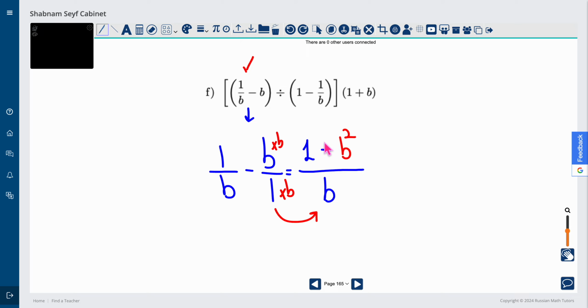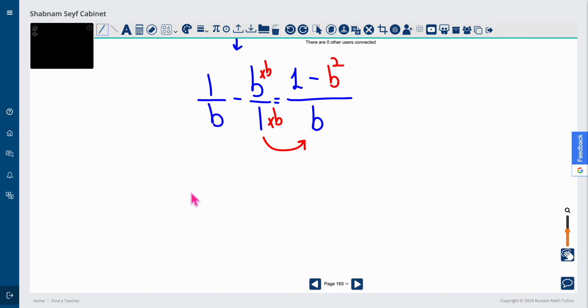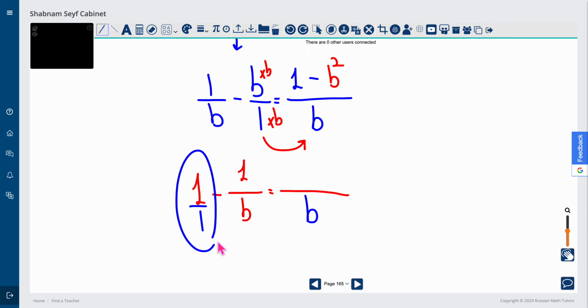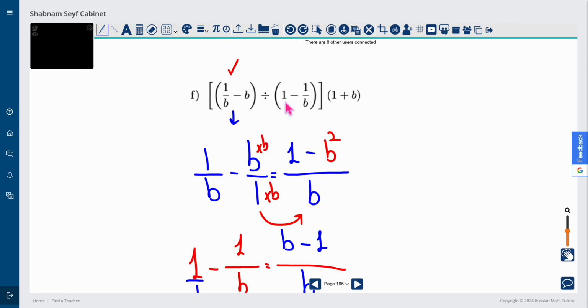Now I'm going to do the same thing for the second parenthesis. 1 minus 1 over b. The common denominator, same logic, is going to be the bigger one, b. The first fraction was multiplied by b, so I'm going to do the same thing to its numerator. It's going to become b minus the second fraction, which doesn't need any adjustments, b minus 1. The second part is also done.